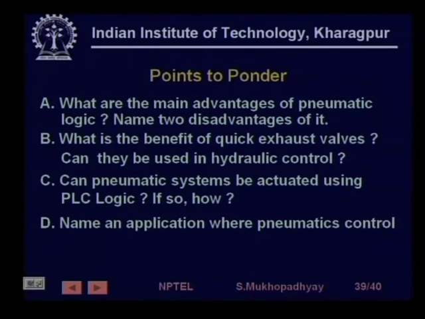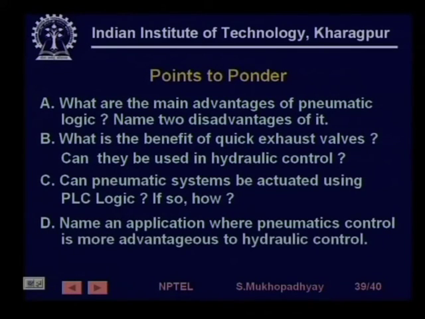Name an application where pneumatic control is more advantageous than hydraulic control. I have given an application, which is assembly tooling. You can think of others.